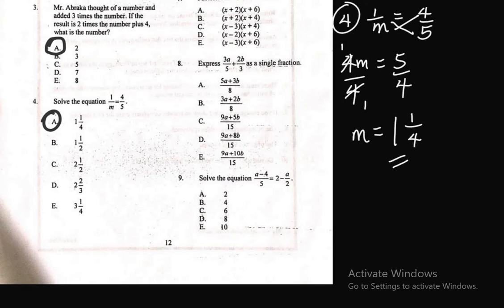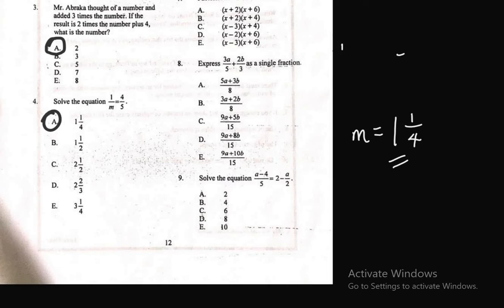Alright, we are going to move up to question 5. So let's wipe this out. Okay, question 5.